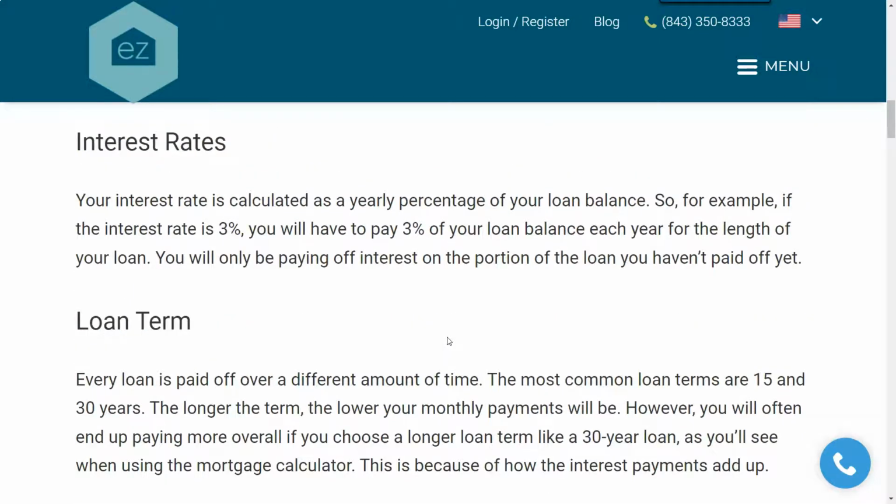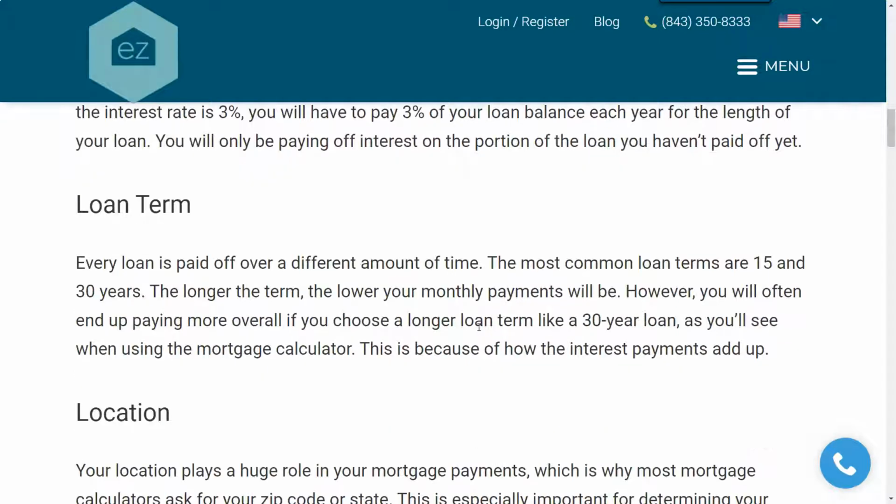Next thing that's important to add to the calculator is your interest rate. Your interest rate is calculated as a yearly percentage of your loan balance. So, for example, if the interest rate is 3%, you'll have to pay 3% of your loan balance each year for the length of your loan. You'll only be paying interest on the portion of the loan you haven't paid off yet after that, right?